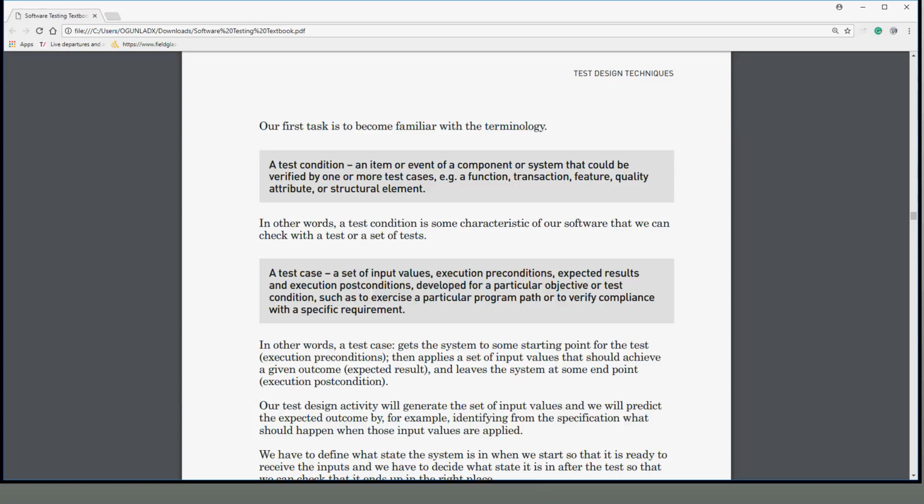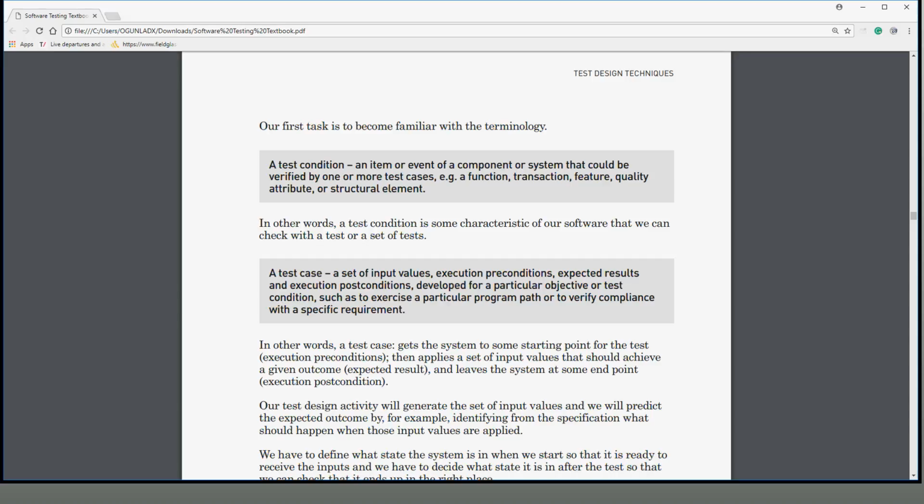So test conditions are features or functions that you are testing or verifying using one or more test cases. Then, what are test cases? Test cases are your set of inputs, preconditions, expected results, or postconditions that you use to certify your test condition. So it's kind of interwoven together. For you to test a test condition, you need your test case. So what are your test cases? Your test cases are those inputs.